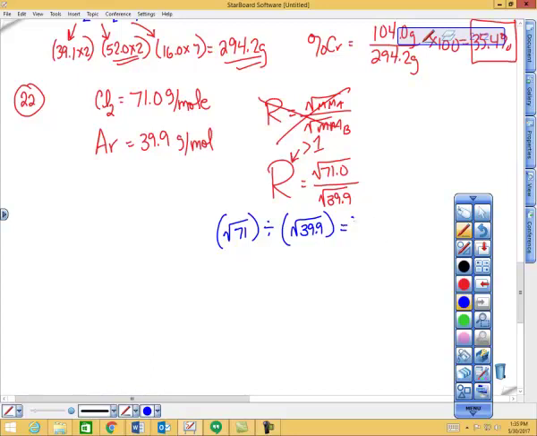All right, I get about 1.3. So what this means, and how you would say it, is the smaller one, argon, is faster. How much faster? 1.3 times faster than the other gas, which was chlorine, Cl2. And that would be your final answer.